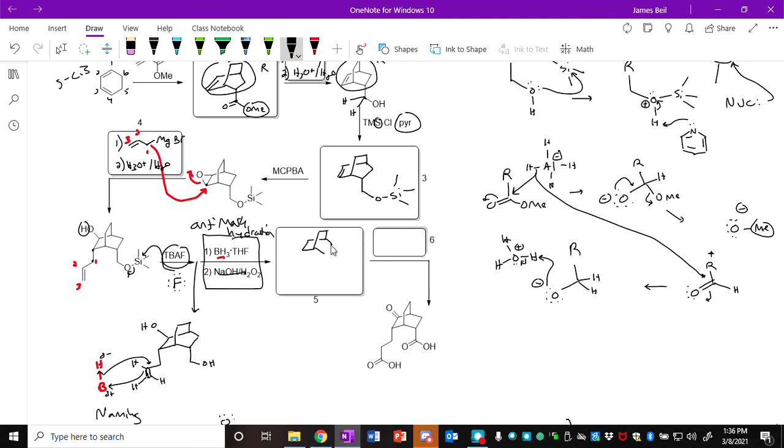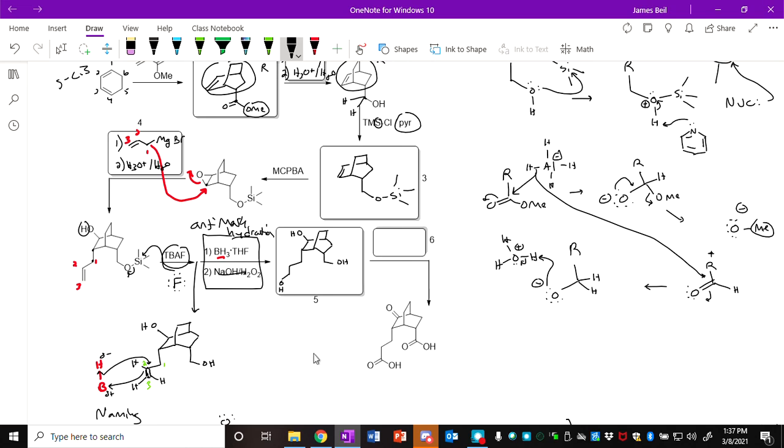I'm starting to get better at drawing these. It would have the same number of carbons, which is 1, 2, 3, but now there's an extra hydrogen bonded on 2 and an OH bonded on 1, 2, 3.